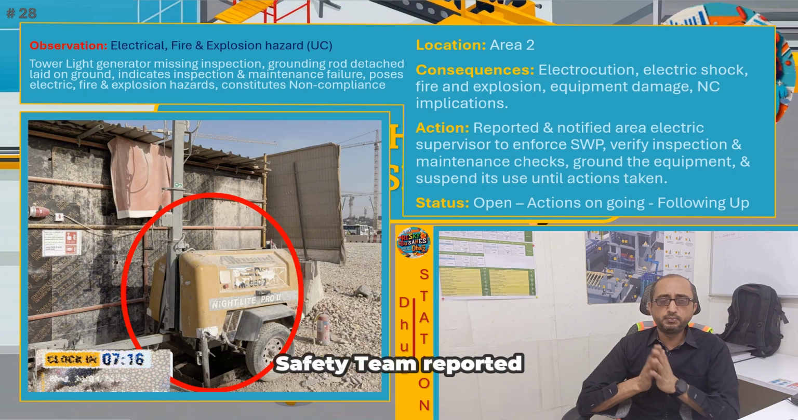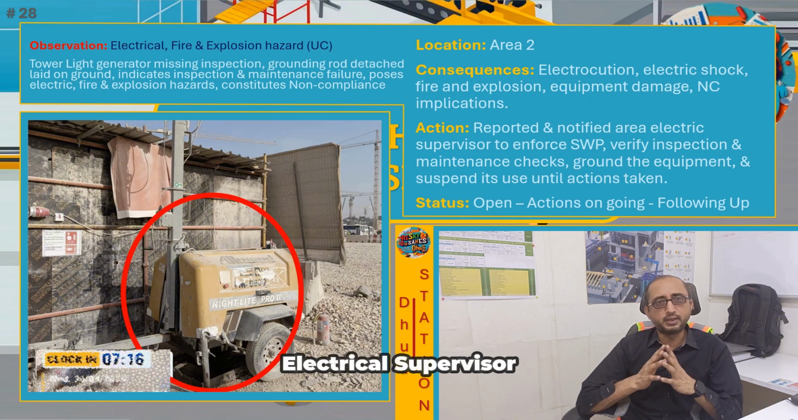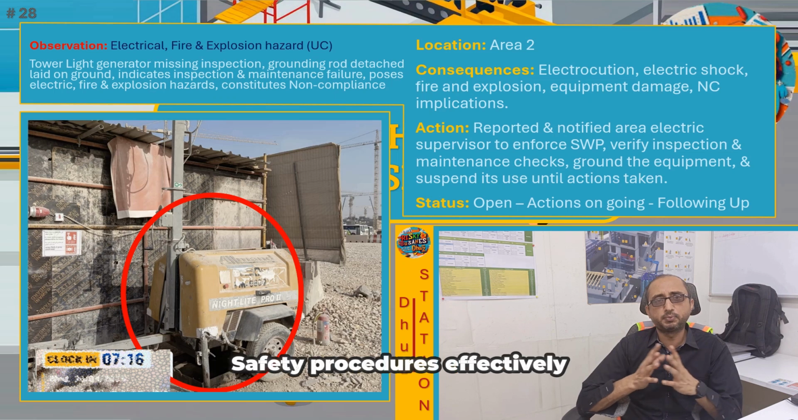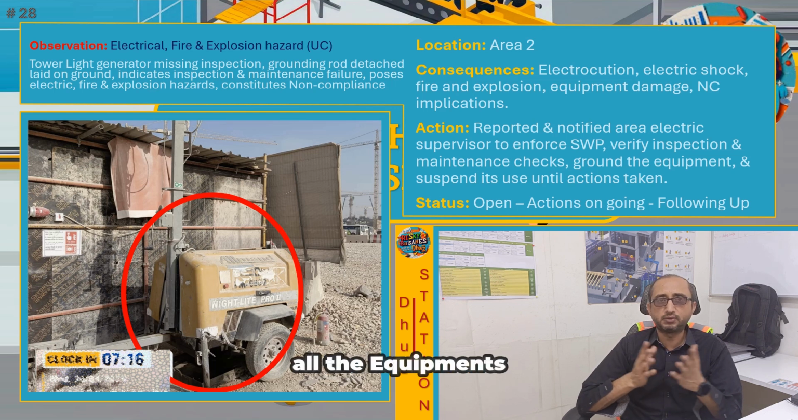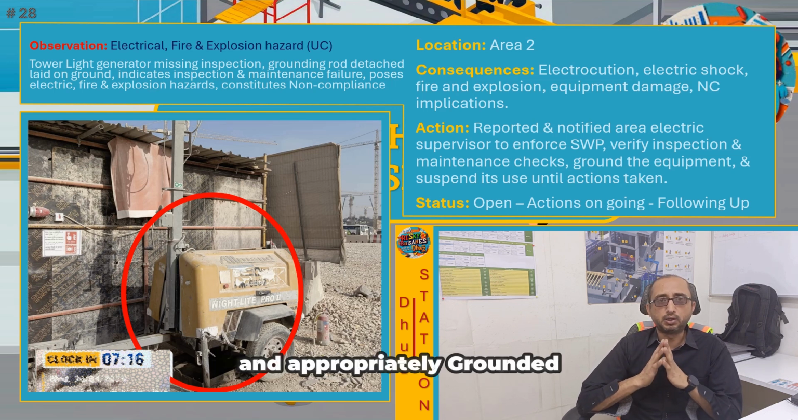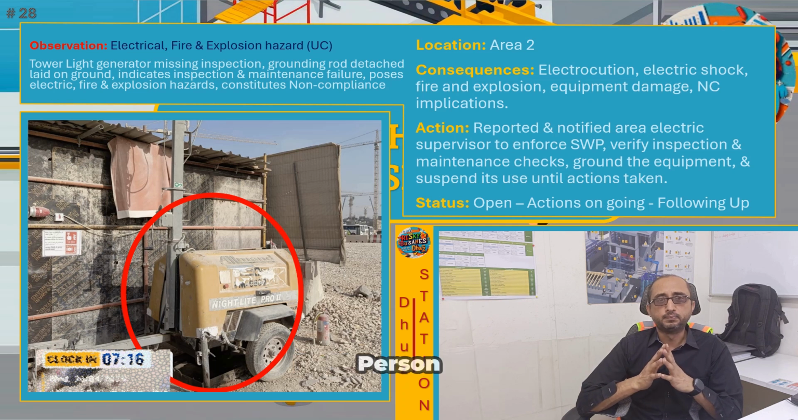Action taken: a safety team reported the issue, notified the area electrical supervisor to enforce the safe work procedures effectively, verify inspection and maintenance records, and then ensure all the equipment is well maintained and appropriately grounded by the competent person. They responded very positively and initiated the actions. So actions are ongoing, and the status of this observation is still open, and the safety team is following up.